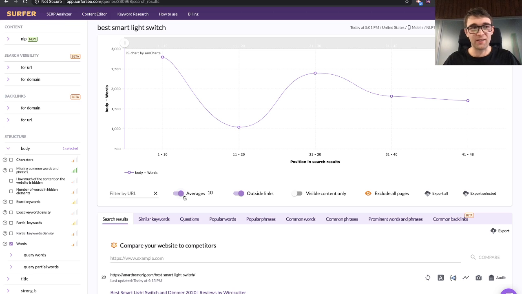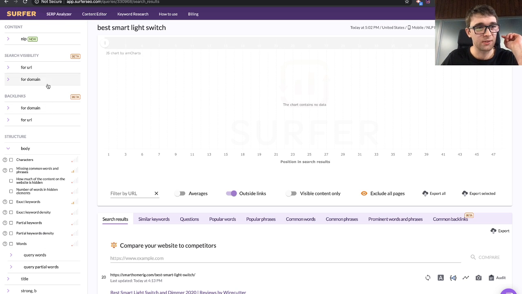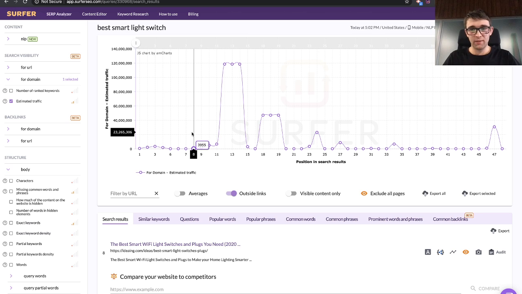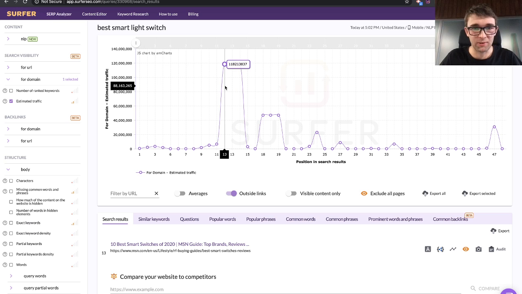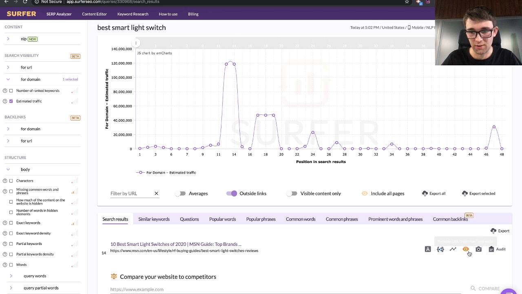So the essential part of every single analysis is to prepare the environment. And by that, I mean excluding all the pages that are high authority and all the pages that are ranking high, not because of their on-page optimization that is top-notch, but because of their high authority. So I always start with turning off the averages and switching from words to the search visibility for the domain. We provide the estimated traffic for the domains, and maybe it's not the most accurate on the market, but it's good enough to find those pages that are really high authority, that are represented by those high peaks on the chart. So I will start with excluding them, and you will see how the chart changes.